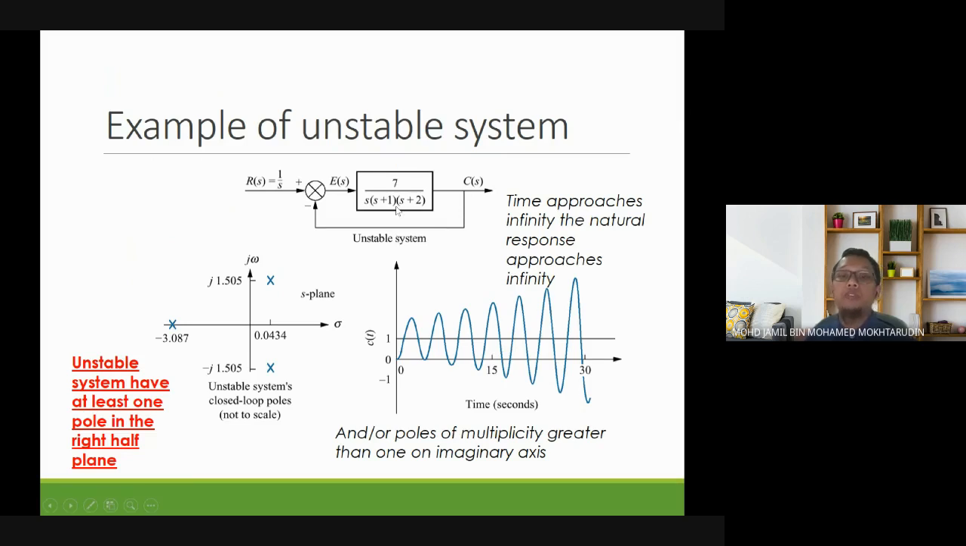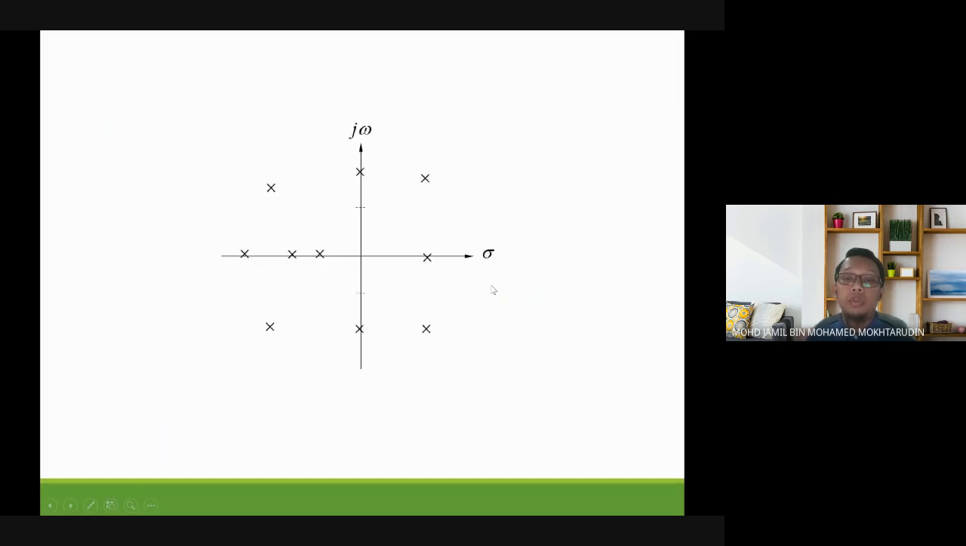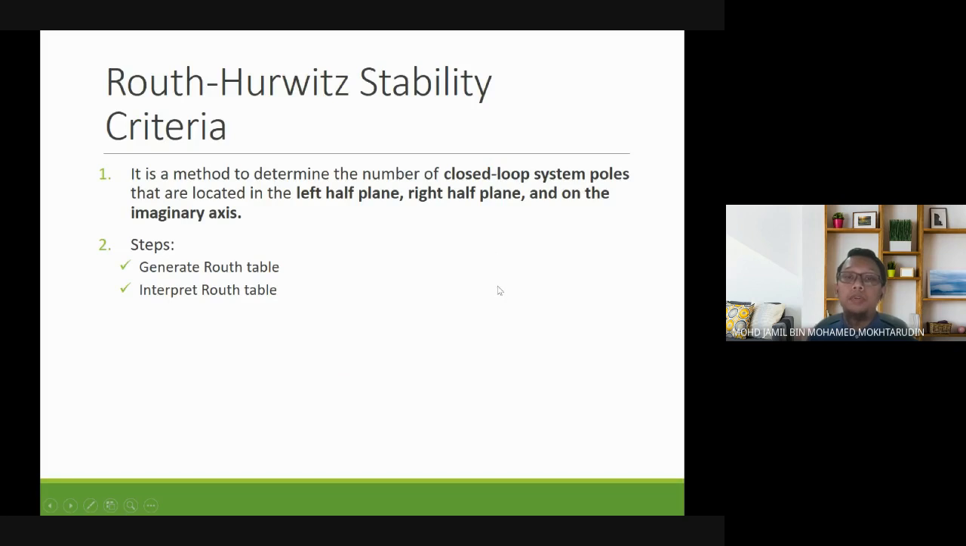But sometimes your transfer function can be complicated. It can have a lot of terms, maybe up to s power of 7, for example. If you have s power of 7, it's difficult to factorize. So to ease the process of finding the poles, we can use the Routh Hurwitz stability criteria. There are two steps. The first step is to generate the Routh table. The second step is to interpret the table that we generated. So let's look at how to do this.